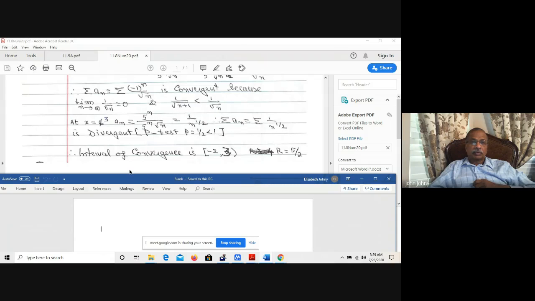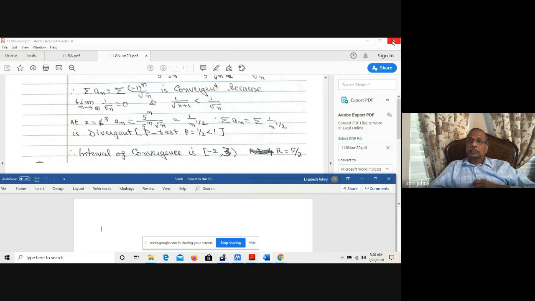Therefore, the interval of convergence is -2 less than or equal to x less than 3, a semi-open interval from -2 to 3, including -2 and excluding 3. And the radius of convergence is 1 half of this interval, 3 minus minus 2, that is 5. So the total length of that interval is 5, and 5 divided by 2 is the radius of convergence. Okay, so please practice it.